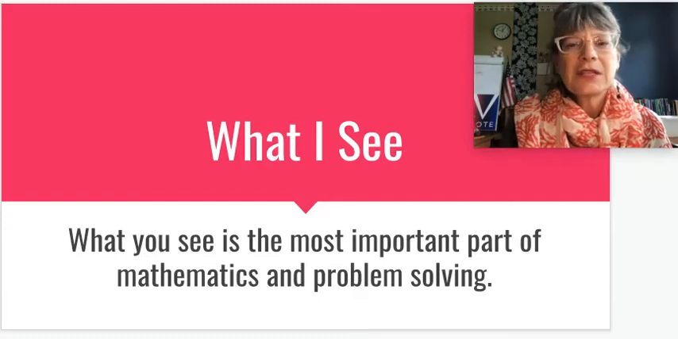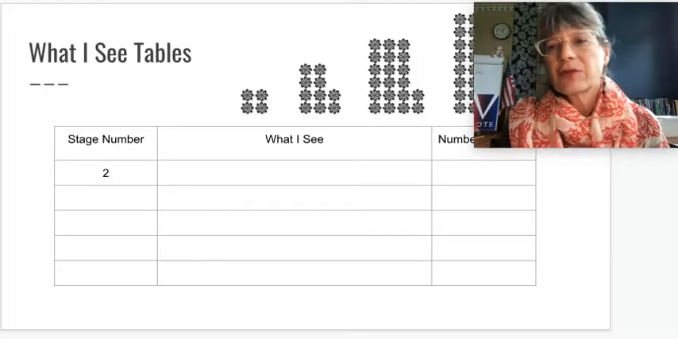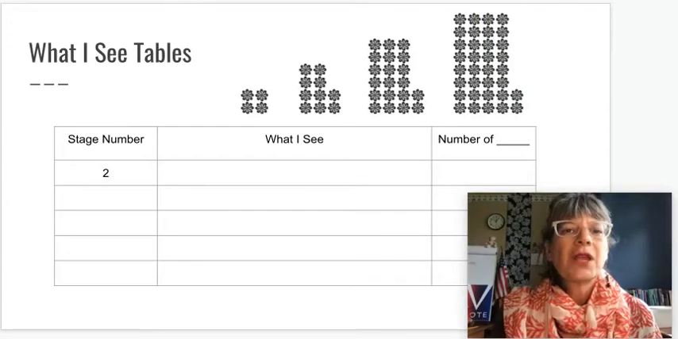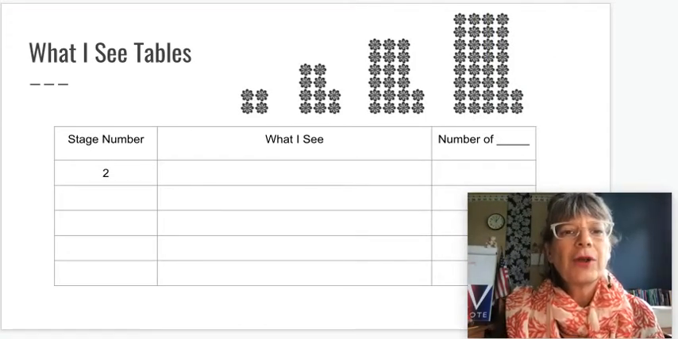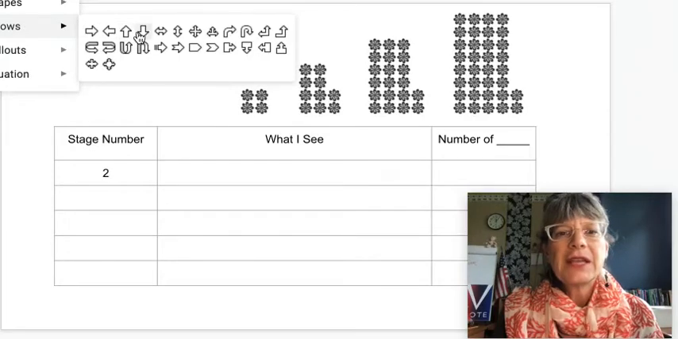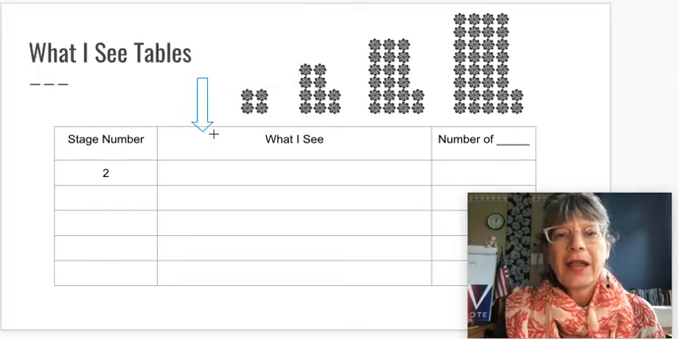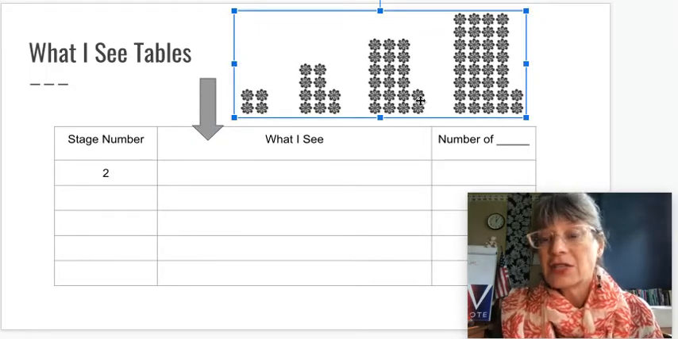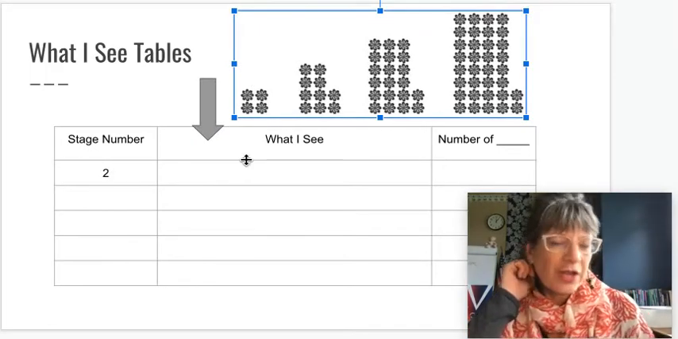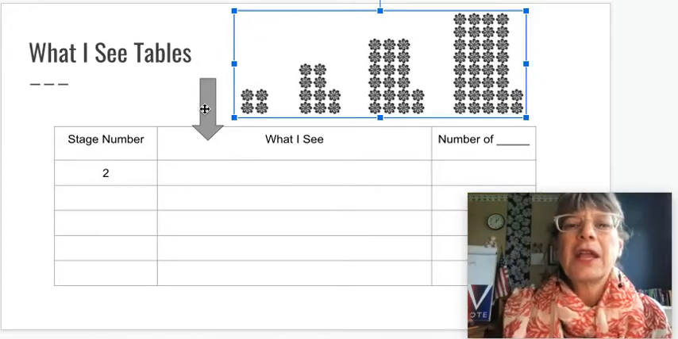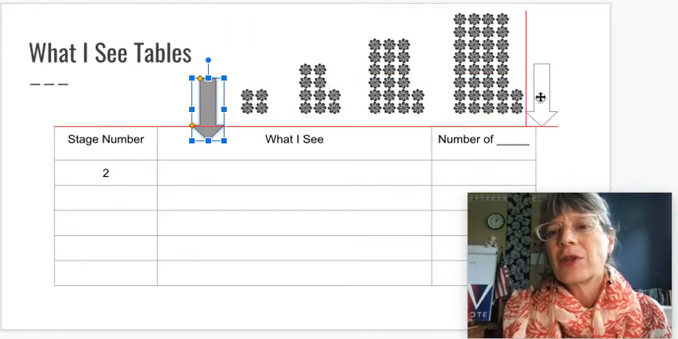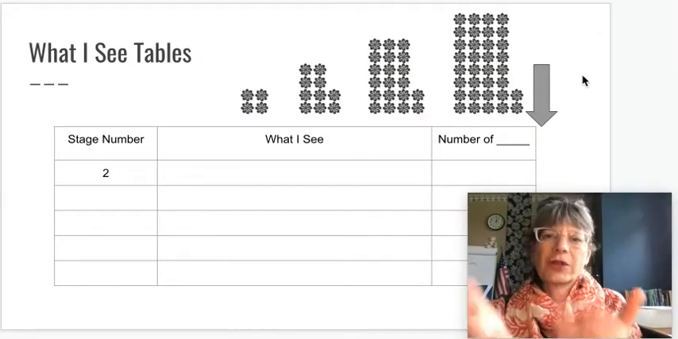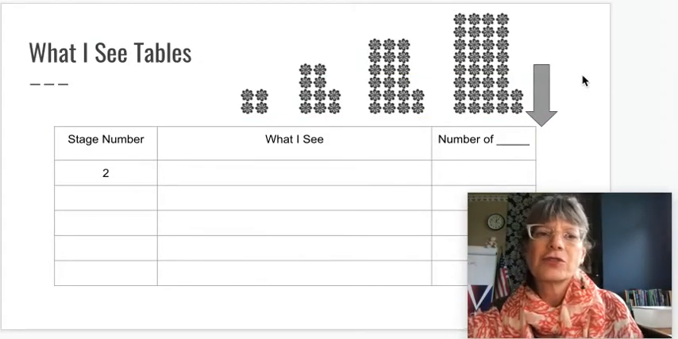So What I See tables all have three columns. There's a column for the stage number. There's a column for what it is that you see, and this is where you describe how you see each stage of the pattern. In this case, we're looking at flowers or snowflakes. And in the right-hand column, we record the total number of whatever it is that you're seeing. If we're looking at this pattern, again, it would be flowers and snowflakes.